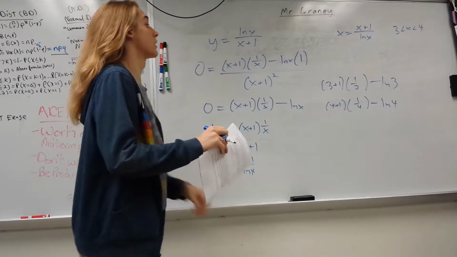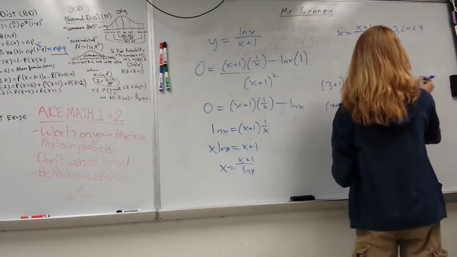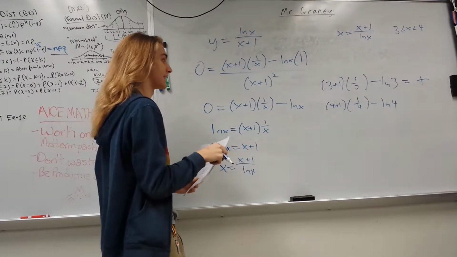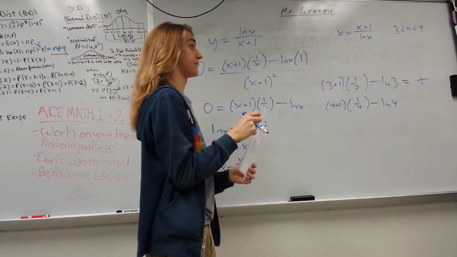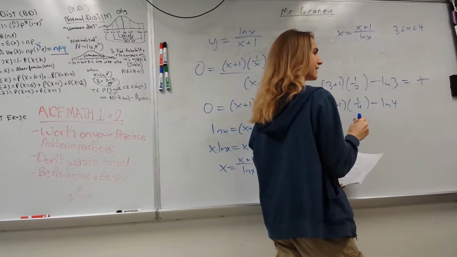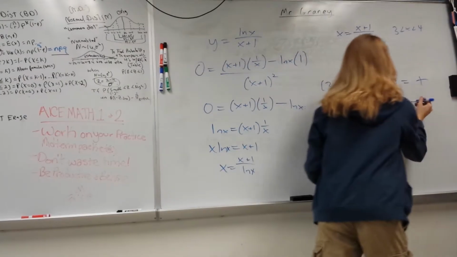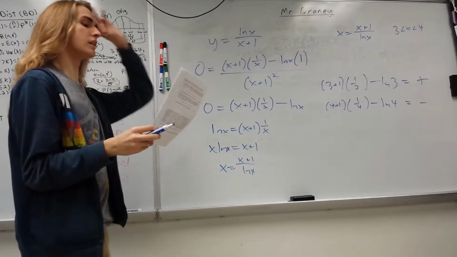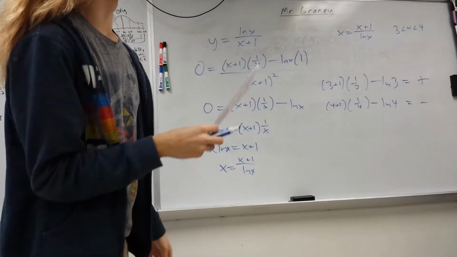The first one is positive 0.2347. Positive. Then the second one is 4 or 5, 5/4 minus ln of 4. Yep, it's negative. Alright, we proved it.